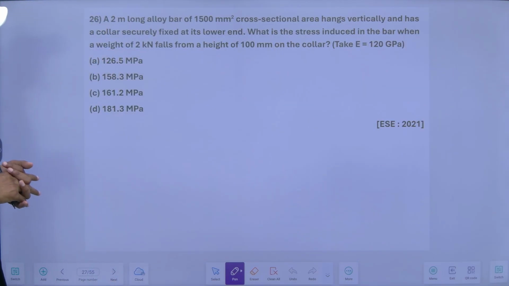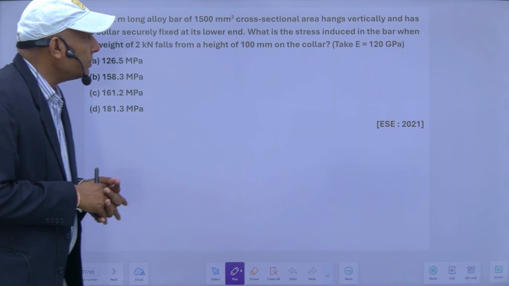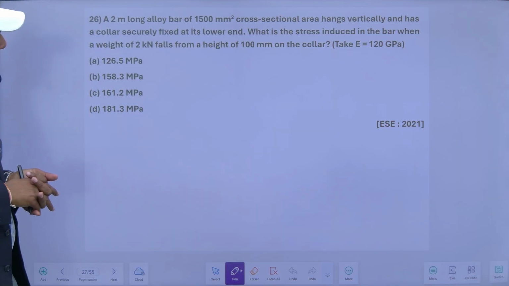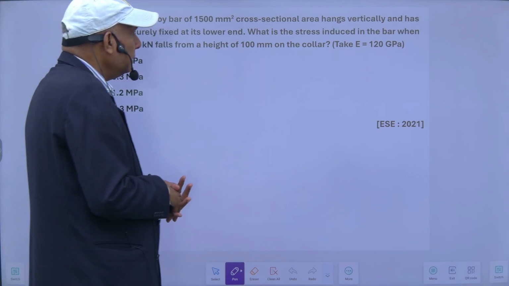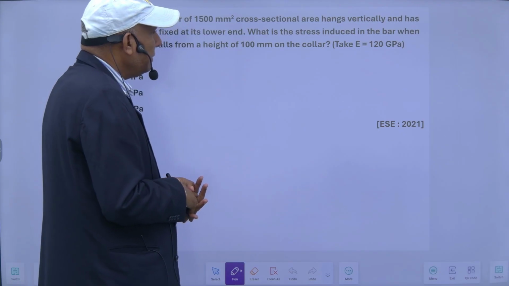A 2-meter long alloy bar of 1500 mm square cross section area hangs vertically and a collar is fixed at its lower end. What is the stress induced in the bar when a weight falls from a height of 100 mm on the collar?